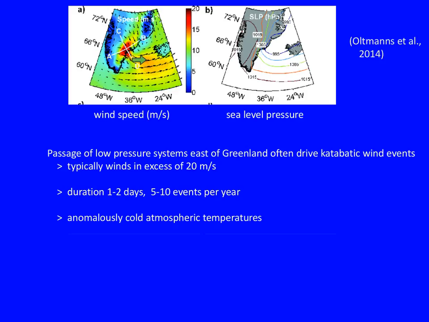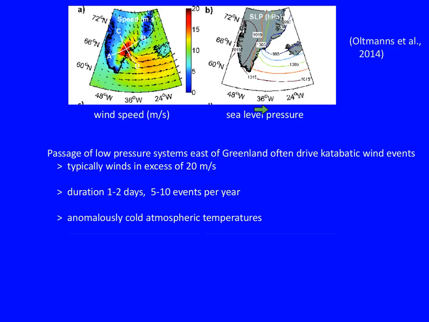This is a map of wind speed taken from a reanalysis product. This is a different fjord than the one I'm going to focus on, but the main point is you see really strong winds in excess of 20 meters per second along the downslope portion of Greenland, and these correspond to the passage of low pressure systems between Greenland and Iceland. So this panel on the right is sea level pressure. The events are quite strong, over 20 meters per second.